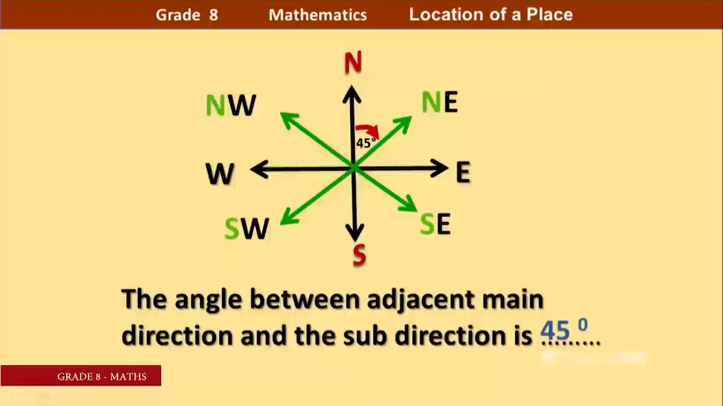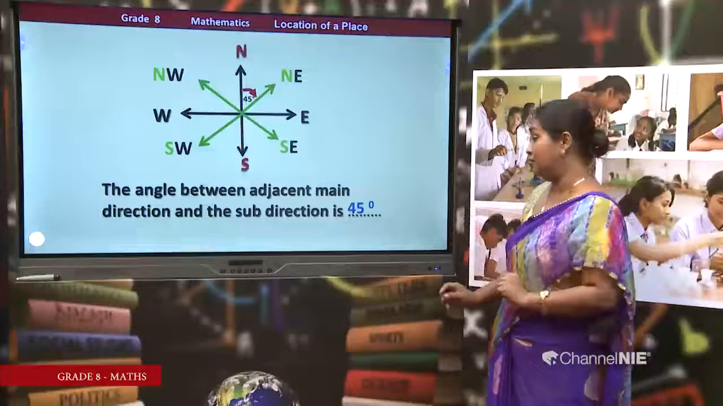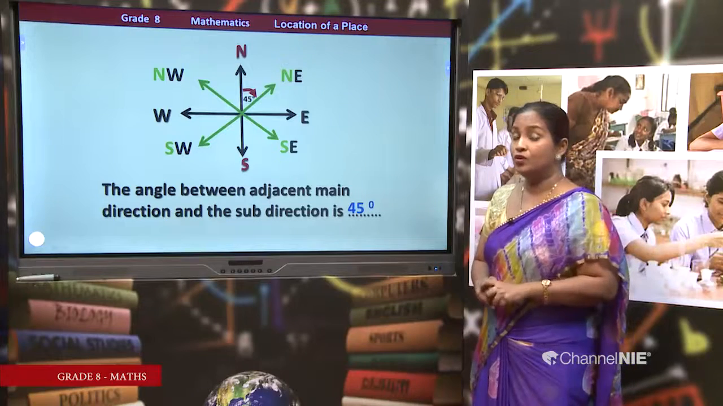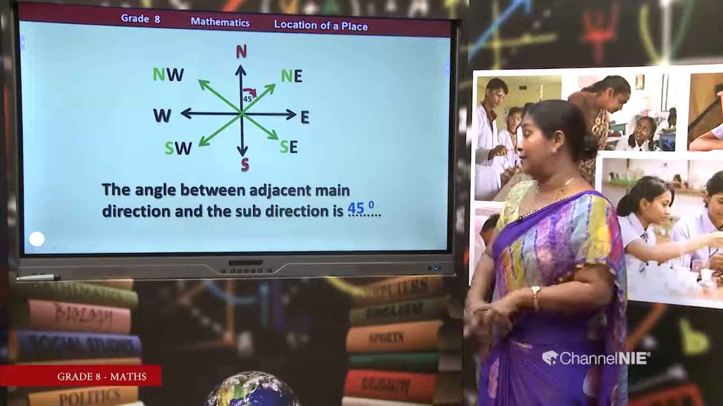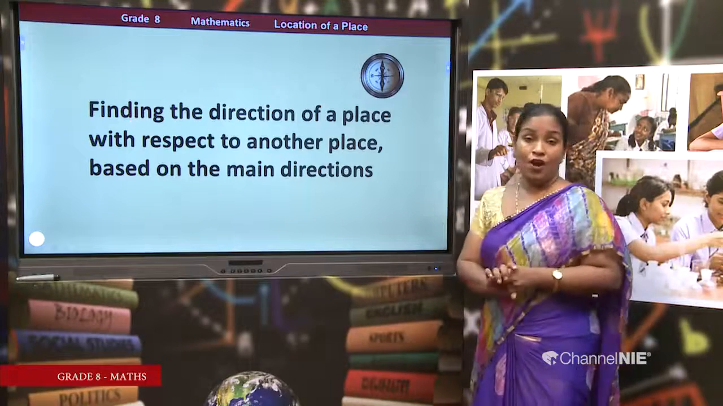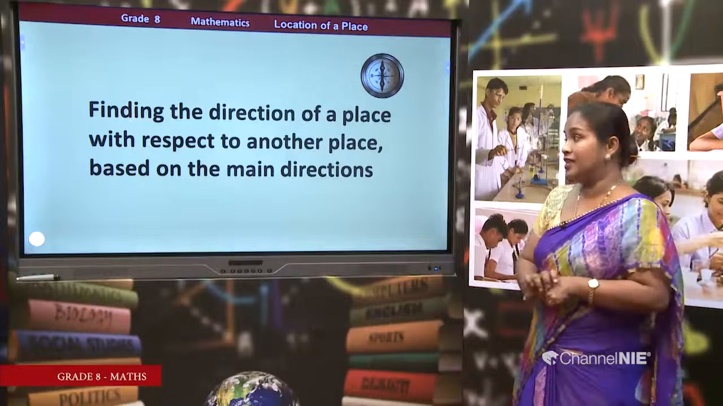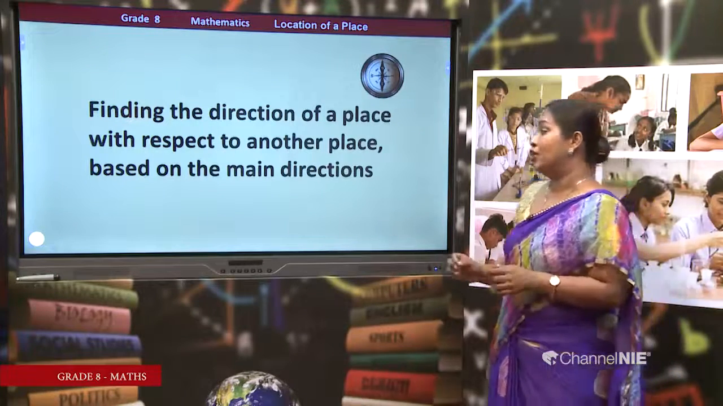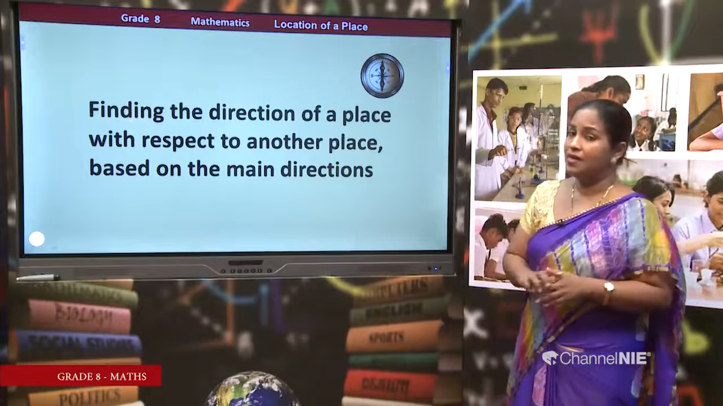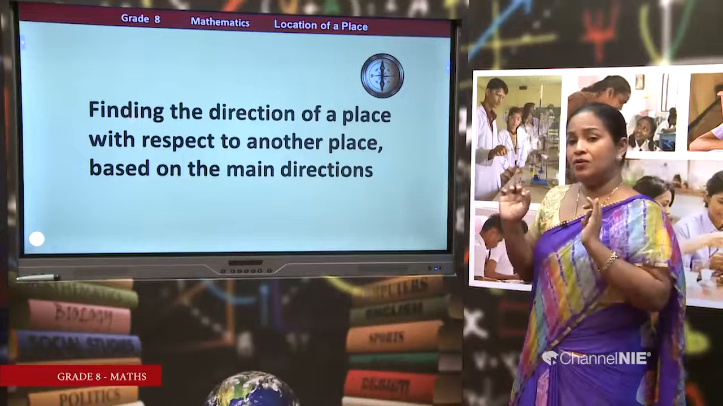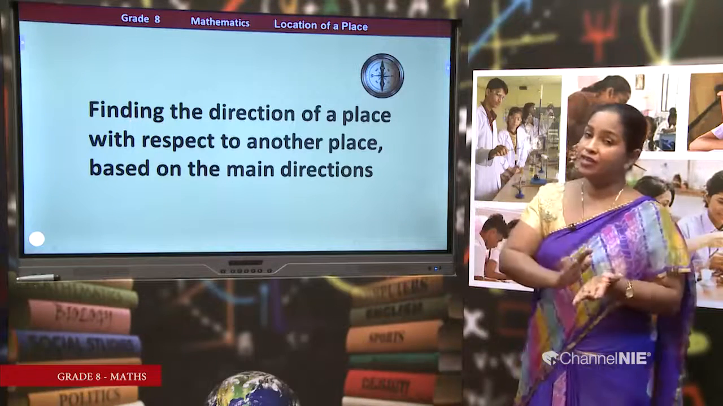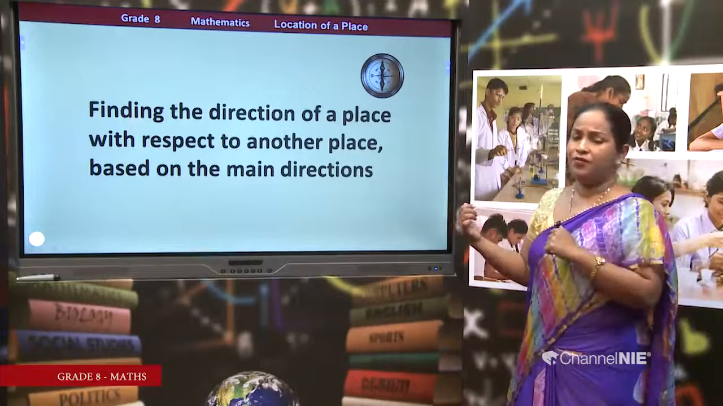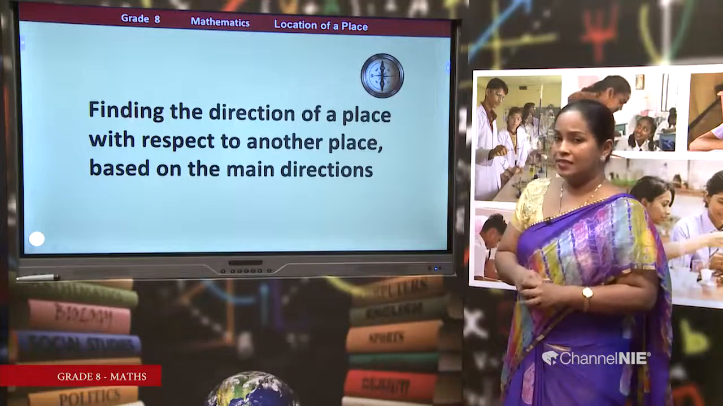Now then, I hope you are okay with the main directions, subdirections and the angles between adjacent main directions and the angle between an adjacent main direction and a subdirection. Then we have to move to the next part of this lesson. We will see that. We are going to find the direction of a place with respect to another place based on main direction. Earlier we discussed the directions exactly to a main direction or a subdirection. Here it is somewhat different. So, we will see what we have to discuss here.